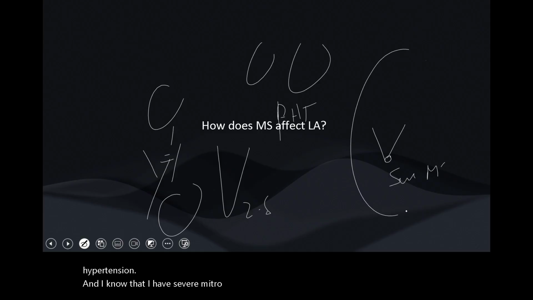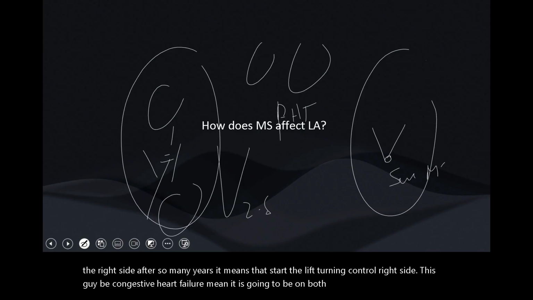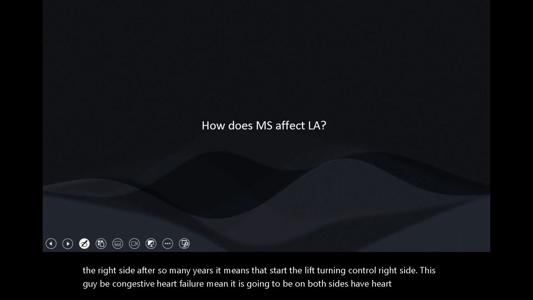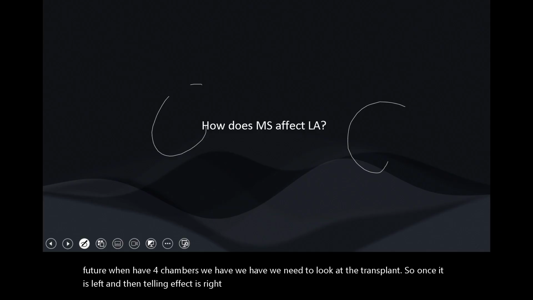Generally, any problem in the left side, when it turns to the right side after so many years, means the left is turning into the right side. This is going to be congestive heart failure. It means it is going to be heart failure on both sides in the future. When you have all 4 chambers, we need to do cardiac transplant. So once it is left and then turns to affect the right side, this is a bad sign.